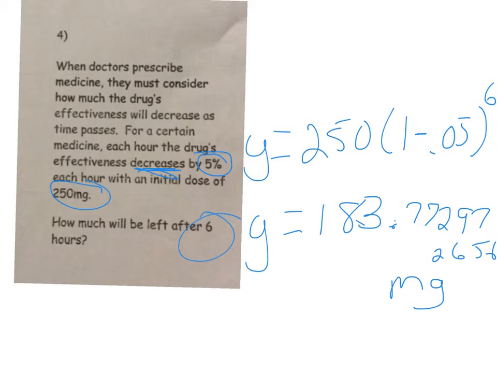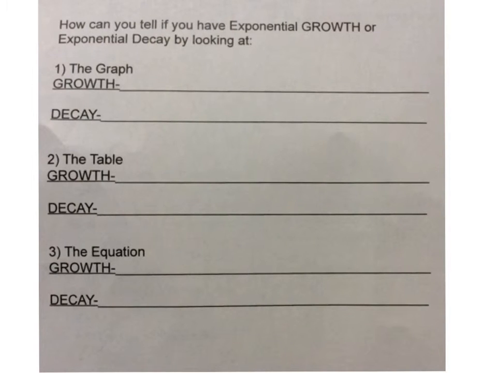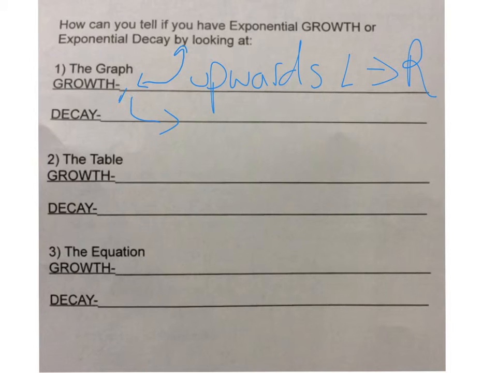All right, on the back. How can you tell if you have exponential growth or exponential decay? By looking at the graph. If you're looking at a graph, growth is going to happen when it's moving upwards from left to right. And decay is going to be just the opposite. That's when your graph goes downwards from left to right.